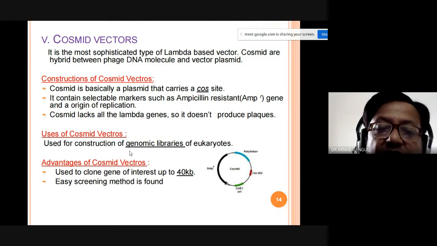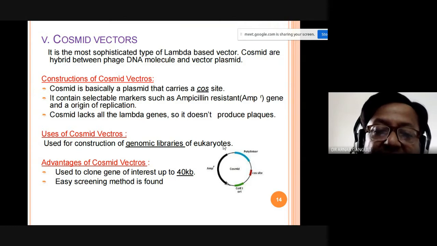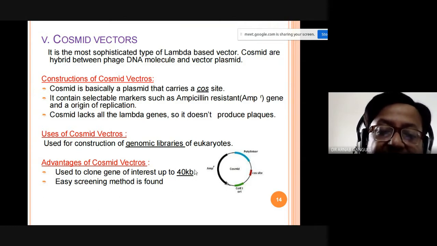The use of cosmid vector is for the construction of genomic libraries in eukaryotes. An advantage is that you can clone up to 40 kb, and you can easily screen because it has got ampicillin resistance.